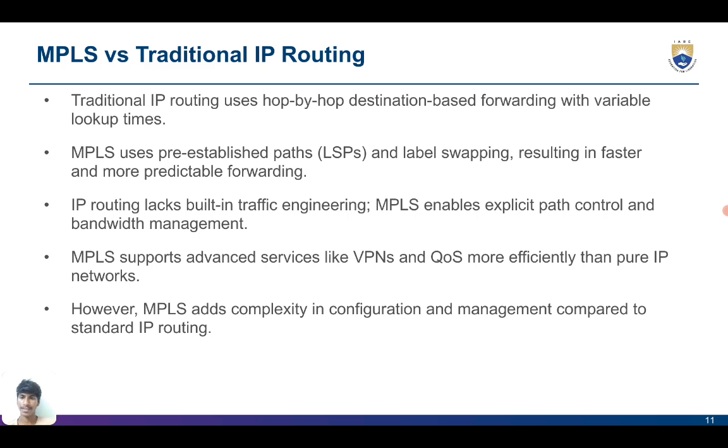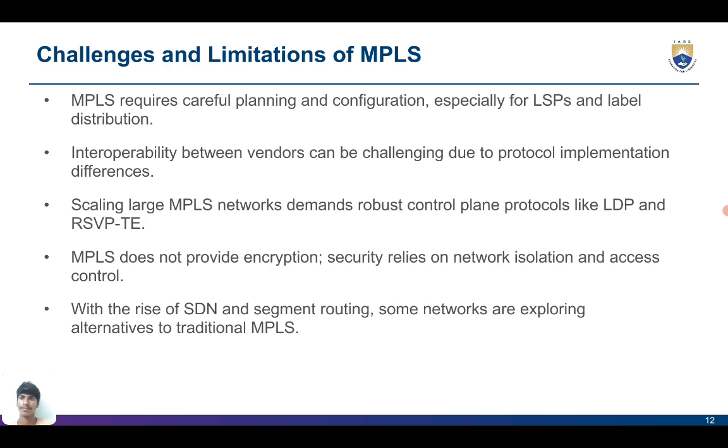IP routing lacks built-in traffic engineering. With MPLS, explicit path control and bandwidth management are possible. MPLS supports advanced services like VPNs and QoS more efficiently than pure IP networks. However, MPLS adds complexity in configuration and management compared to standard IP routing.